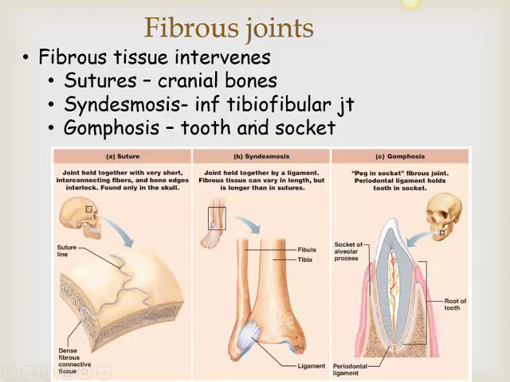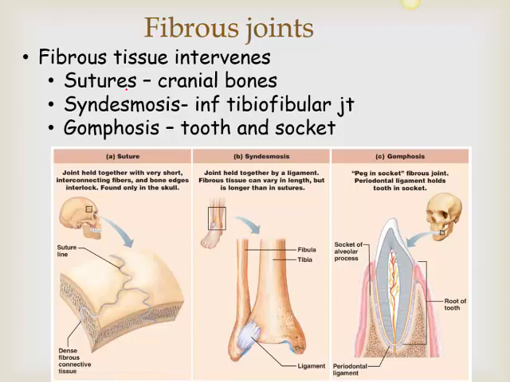So let's look at the first structural classification, the fibrous joint. Fibrous tissue intervenes between the bones, and it is divided into three types. The first is called a suture. When we did the first introductory lecture, you remember we spoke about the sagittal plane and the coronal plane, and we said these planes got their initial names based on which suture they were passing through or perpendicular to.